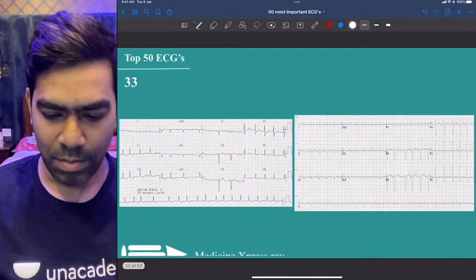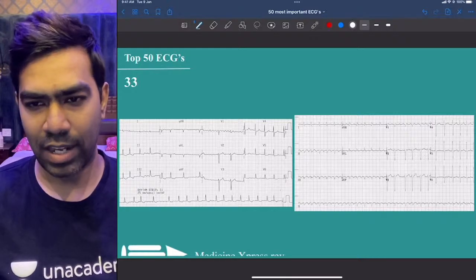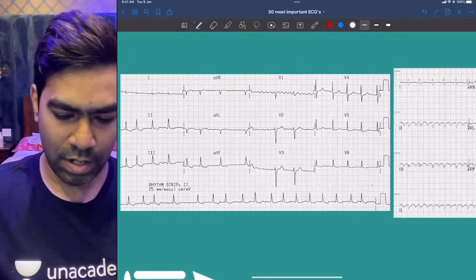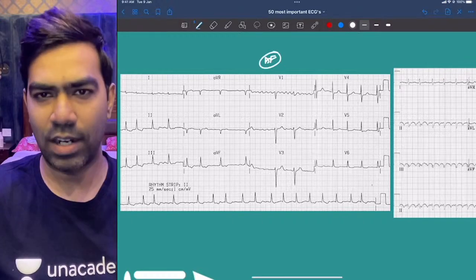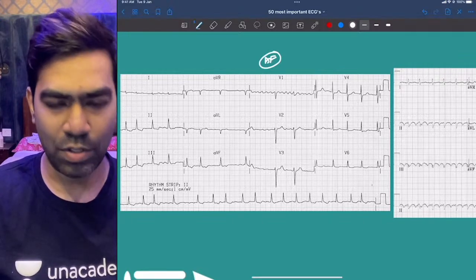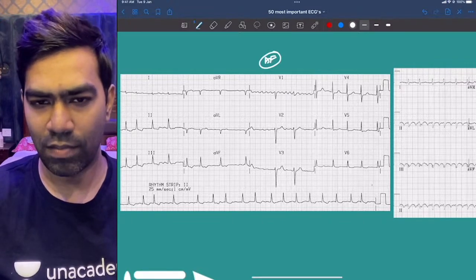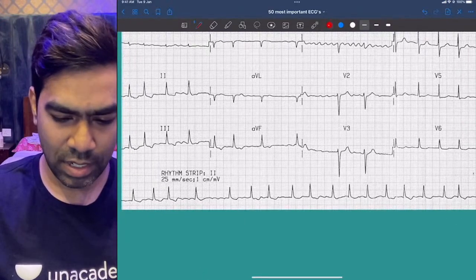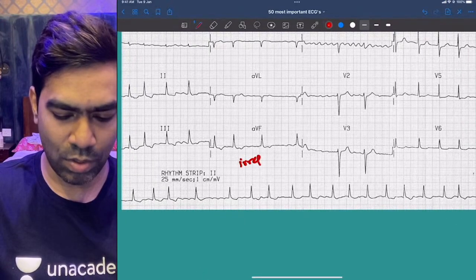And here is an example of the two most common tachyarrhythmias that you will be getting in exams. One is atrial fibrillation and the other is atrial flutter. Many times you tend to confuse atrial fibrillation and atrial flutter. First of all, remember atrial fibrillation is definitely an irregular rhythm. There is no doubt about that.